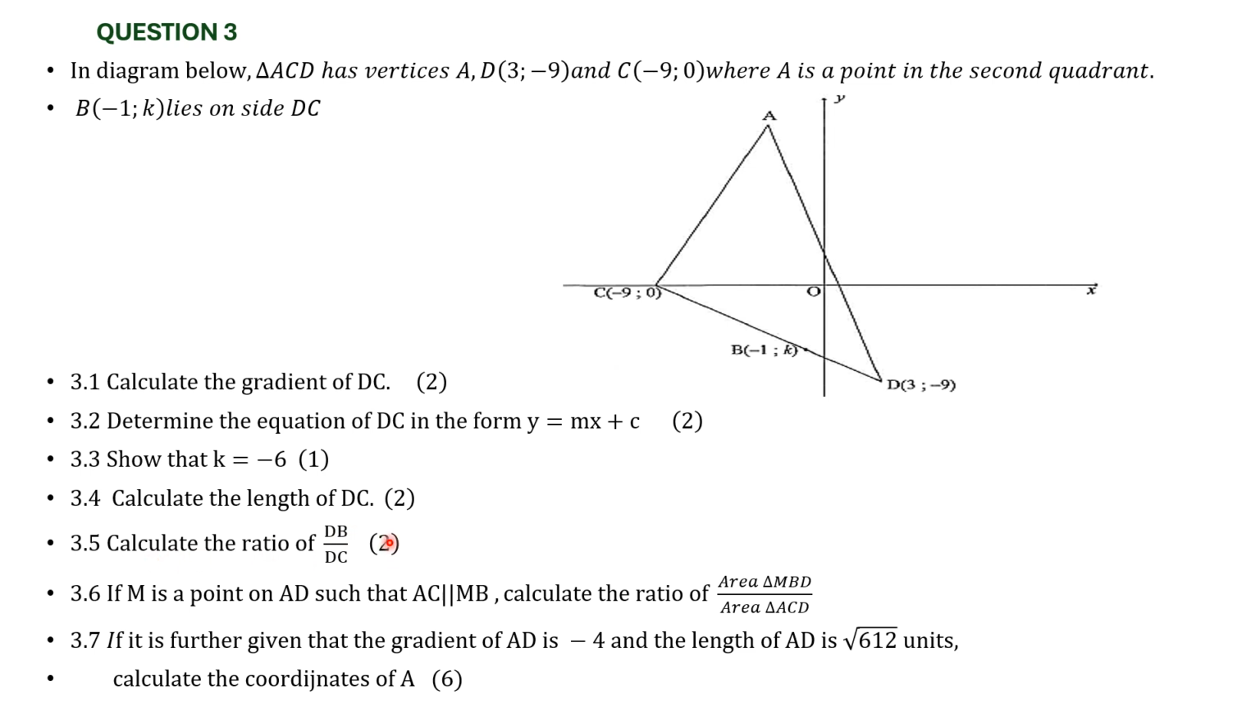Ratio of DB over DC, so there we should be able to find the value of DB in relation to the value of DC, and then just put them over each other. If M is a point on AD such that AC is parallel to MB, so somewhere there's a point there that would cause us to have a parallel line to that one, calculate the ratio of area triangle MBD over area triangle ACD. 3.7 is further given that the gradient of AD is -4 and the length of AD is square root 612 units. Calculate the coordinates of A.